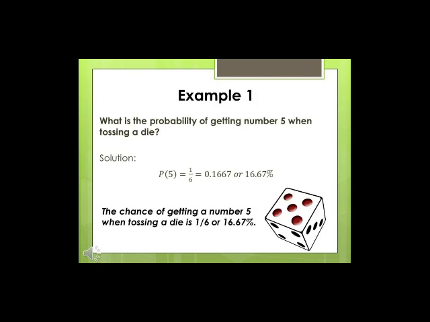Now, let's substitute 1 and 6 to the formula. So, we have 1 divided by 6. Therefore, the probability of getting a number 5 is 1 over 6, or 16.67%.